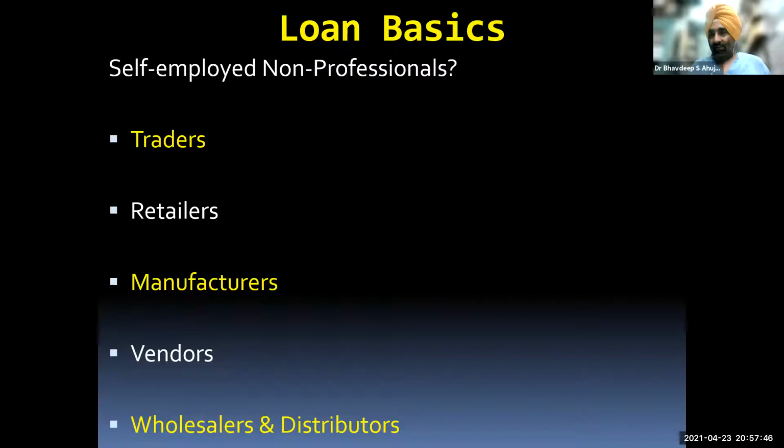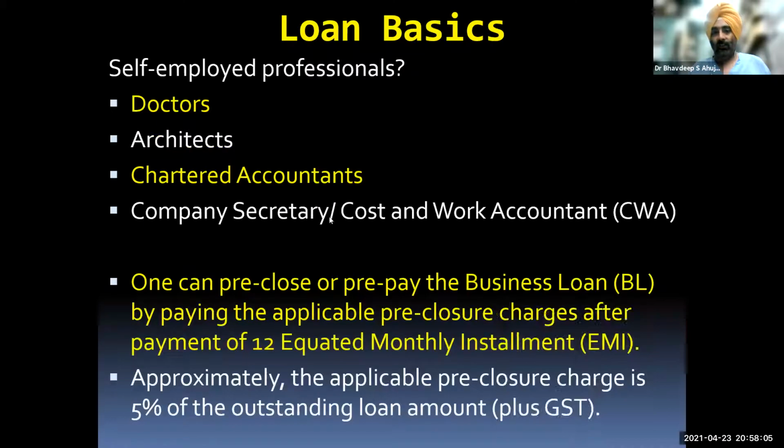So ICICI does not have a separate category for doctors. It offers loans as a category of business loan. Its differentiator is the business loan. In this, it has covered the doctors as well as the self-employed non-professionals. So this is the list for the non-professionals. So what is the list for self-employed professionals? We all know: doctors, lawyers, architects, chartered accountants, company secretaries.